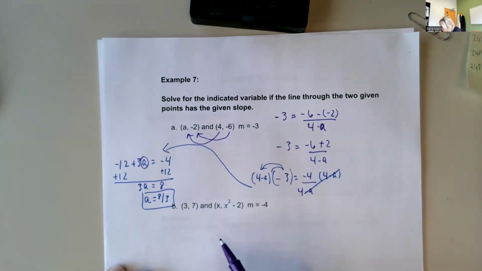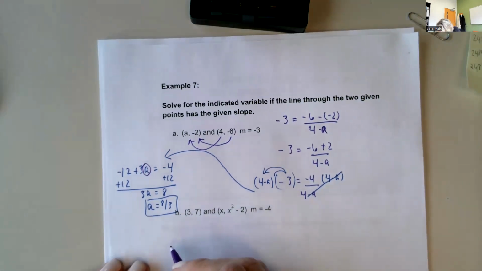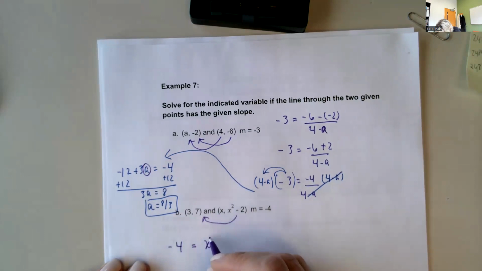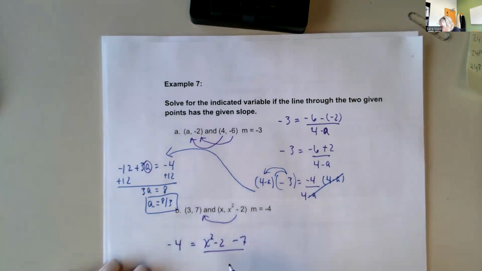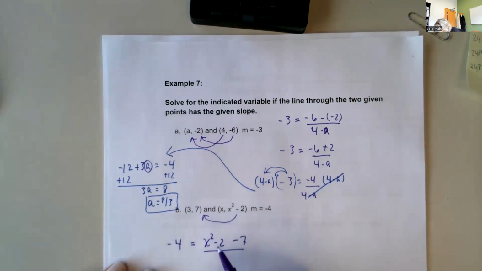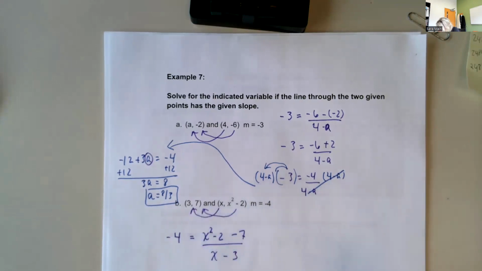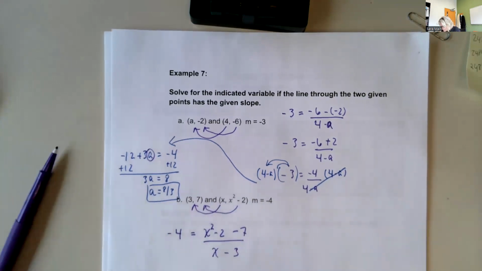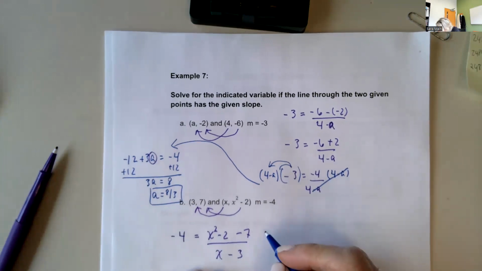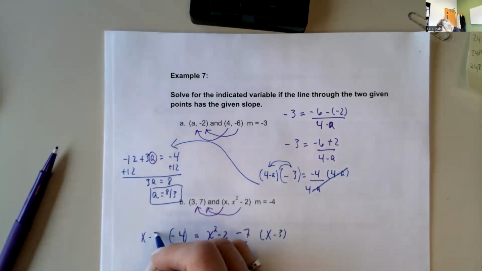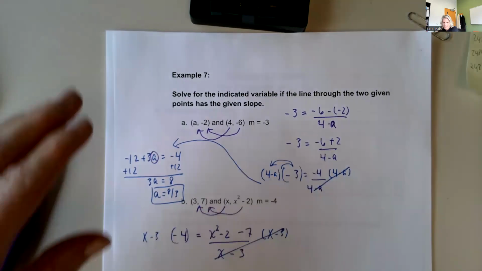Okay, let's look at the next one. So we have the slope is a negative 4 equals x squared minus 2 subtracting 7 over x subtracting 3. Okay, so I need to get my x's together, and the only way I can do that is I'm going to multiply by x minus 3 on both sides to cancel there.